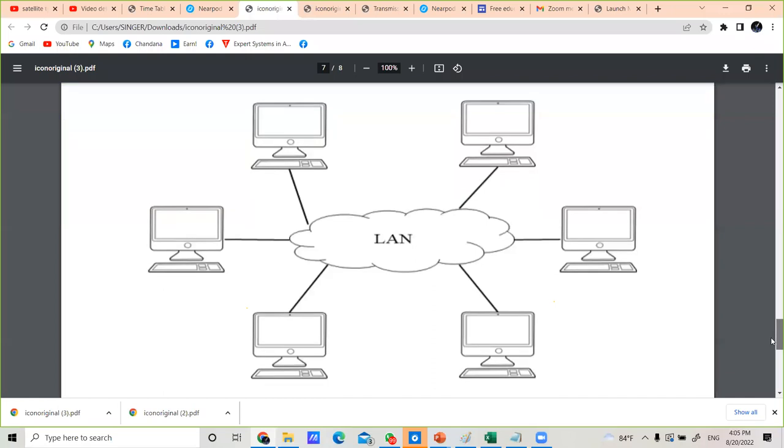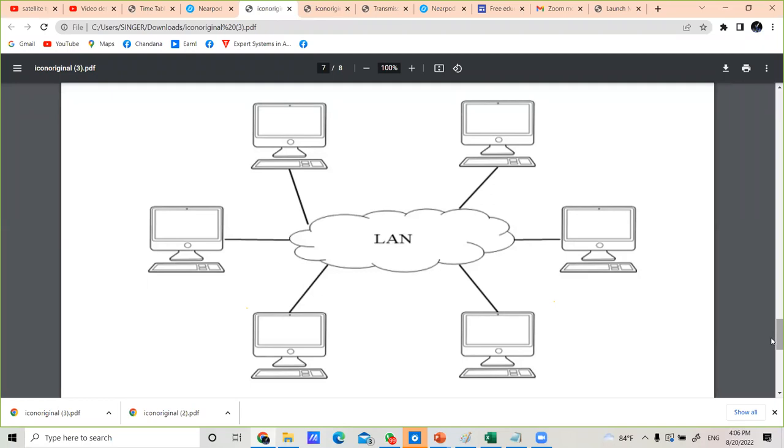Here, the first look at this diagram. This is the situation, how LAN systems are organized. Local area network. It is only restricted to a small area, right? Small area, and it can also connect a small number of computers.